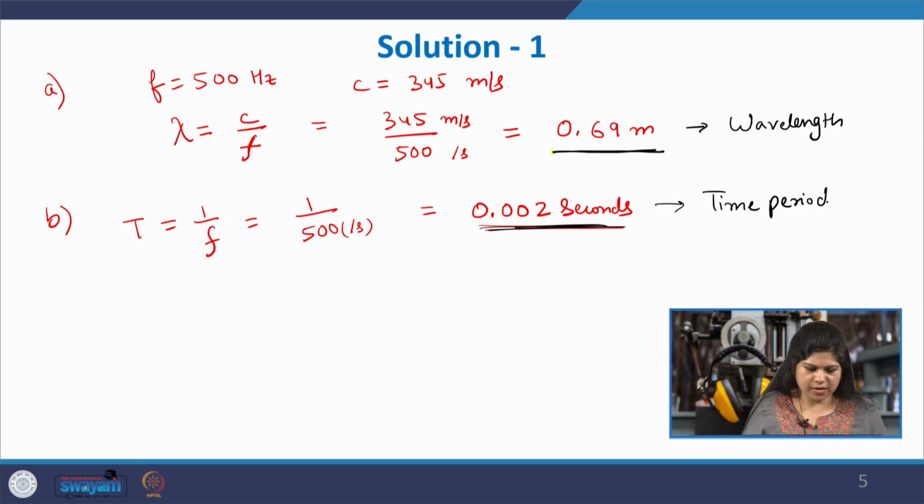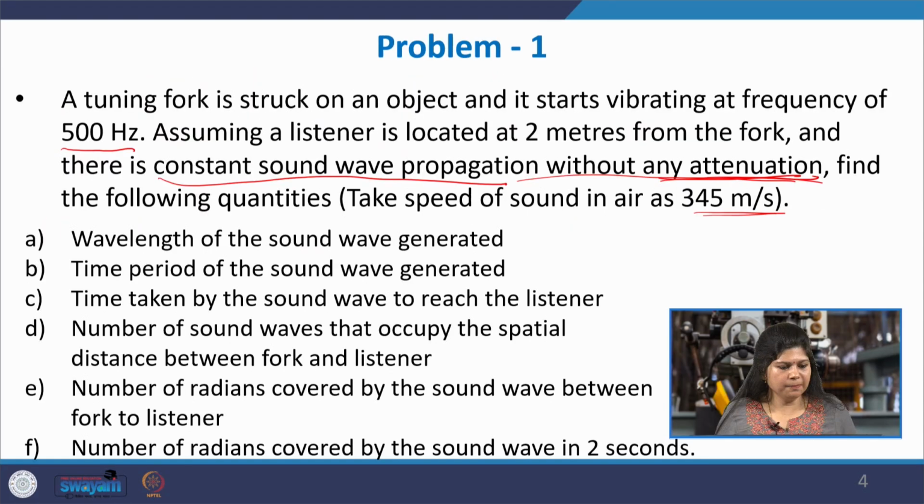Of the wave generated. Now, let us go and solve parts C and D. What is the time taken by the sound wave to reach the listener? It is given that the fork, which is the source of the sound, is 2 meters away from the listener. So, the distance that the sound wave has to travel is 2 meters to get to the listener.